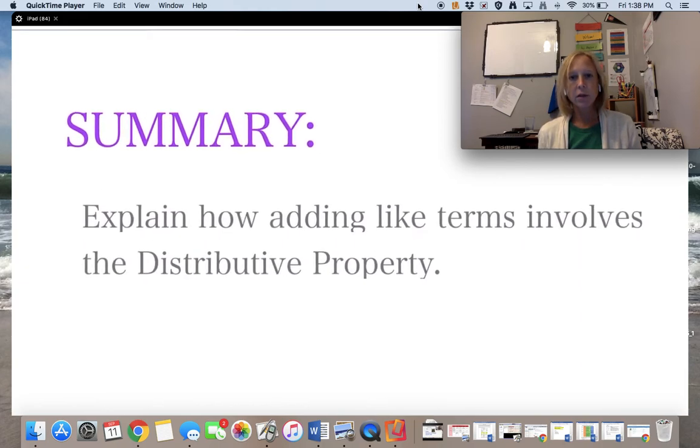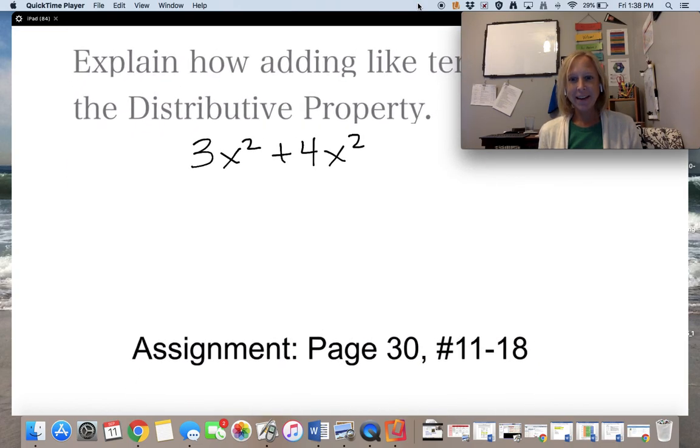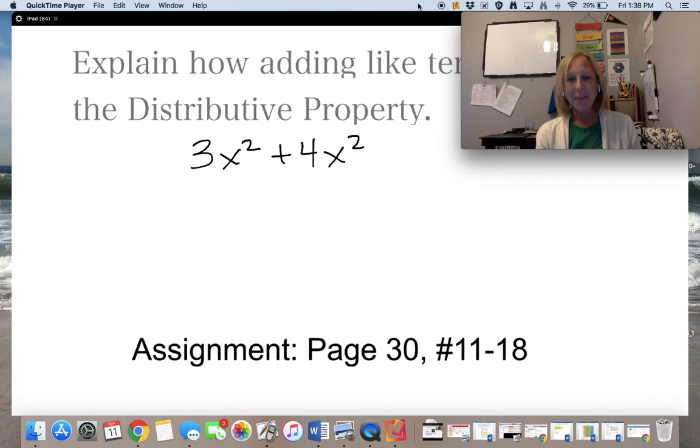All right, so here's your summary challenge. Explain how adding like terms involves the distributive property. So I don't want you to think of what you just saw, where you had to use the distributive property before you could combine like terms, okay? But think about if you have terms like this, 3x squared plus 4x squared. How does the distributive property come into play when you're doing this? It's there. And then go ahead and complete these 8 problems, and then go on to part 3 in our review.